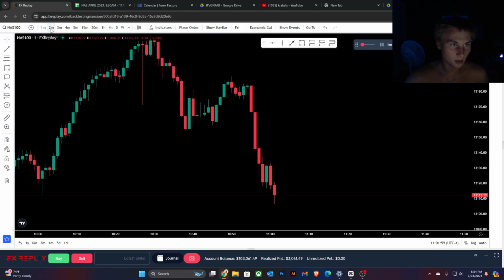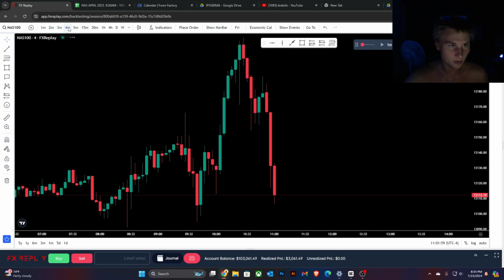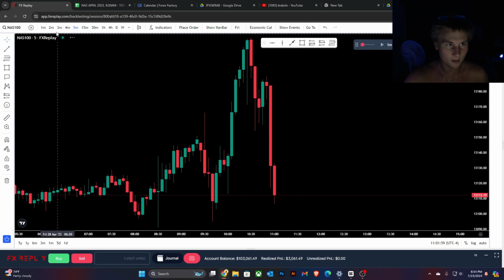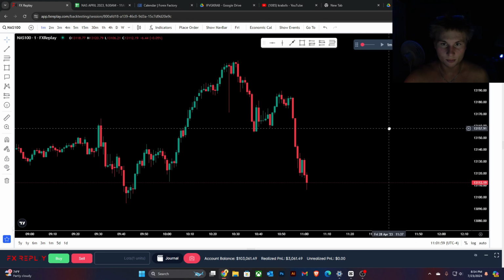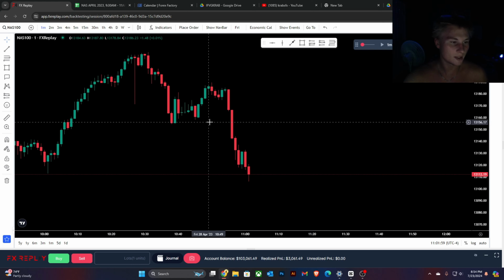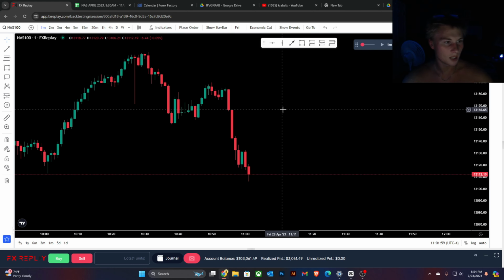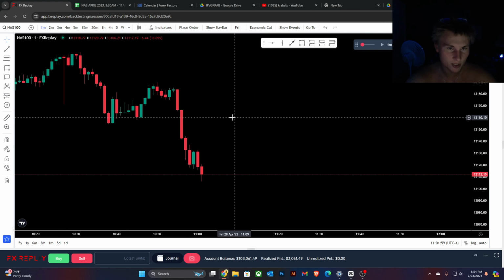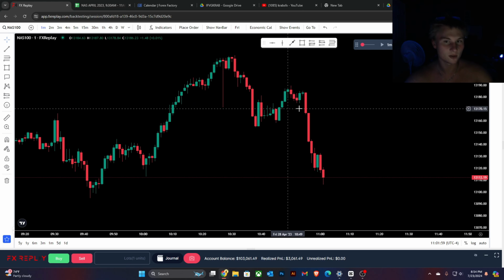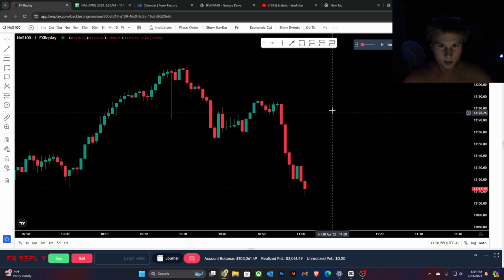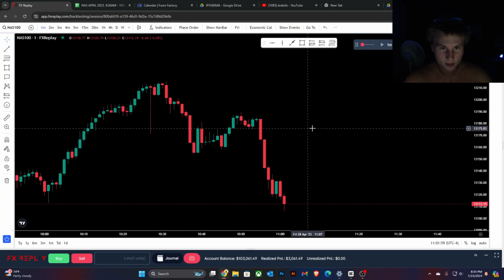Now I'm entering on the lower time frames, like the 1 minute, 2 minute, 3 minute, 4 minute, or 5 minute. And pretty much I'm using inverse fair value gaps. If you don't know who Dodgy is, it's pretty much his strategy. I'm basically just looking for liquidity sweeps and inverse fair value gaps.